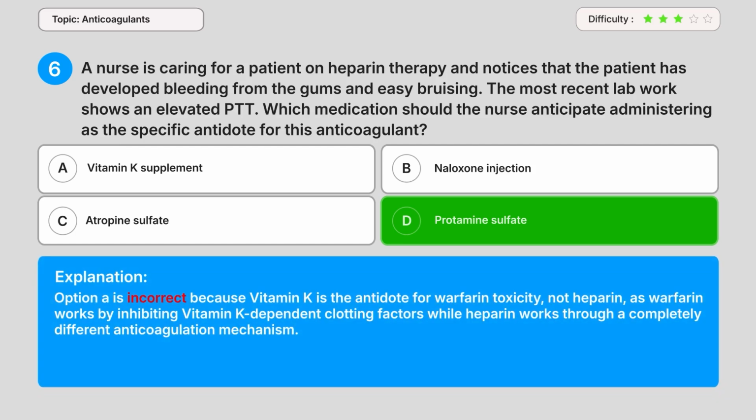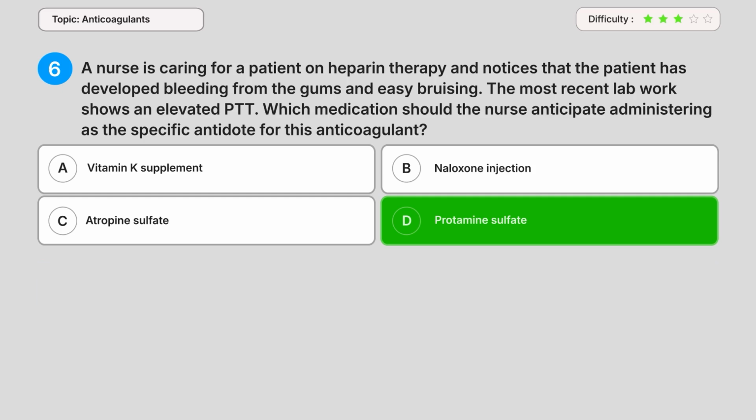Option A is incorrect because vitamin K is the antidote for warfarin toxicity, not heparin, as warfarin works by inhibiting vitamin K-dependent clotting factors, while heparin works through a completely different anticoagulation mechanism.